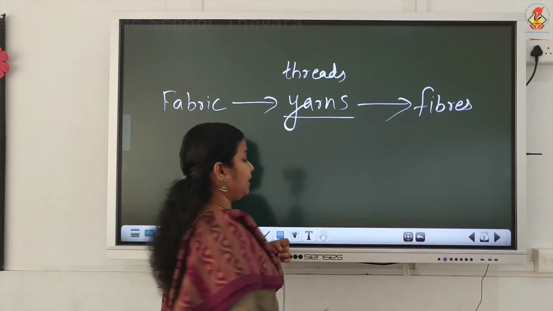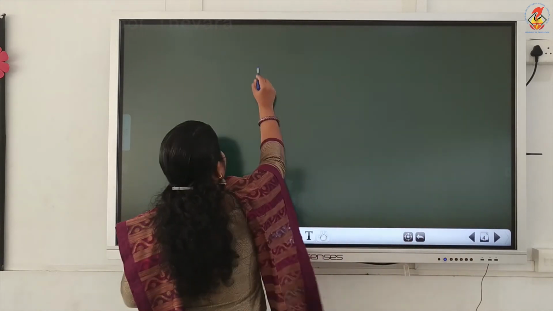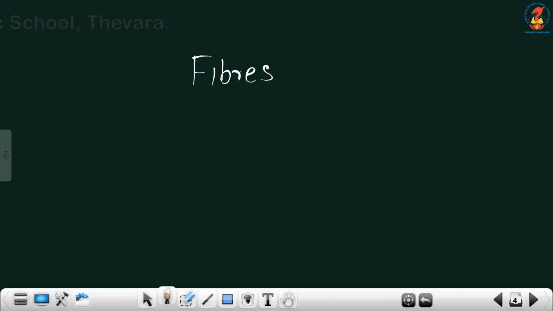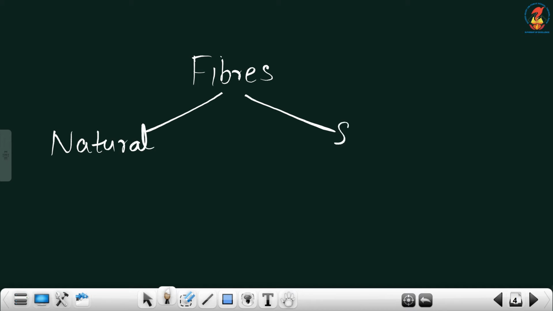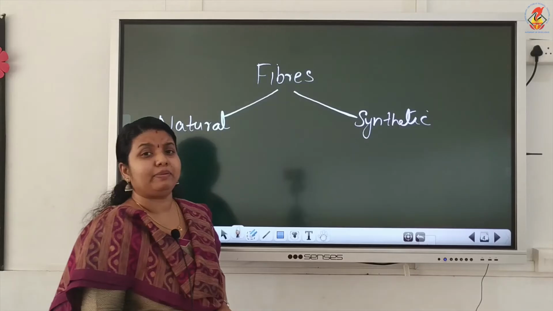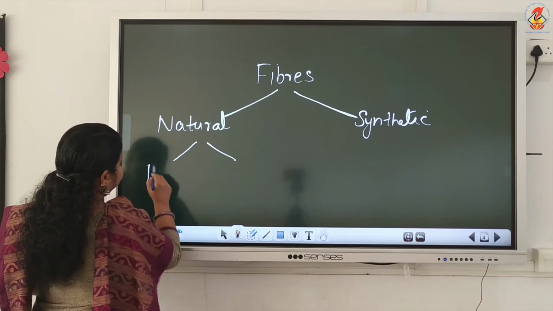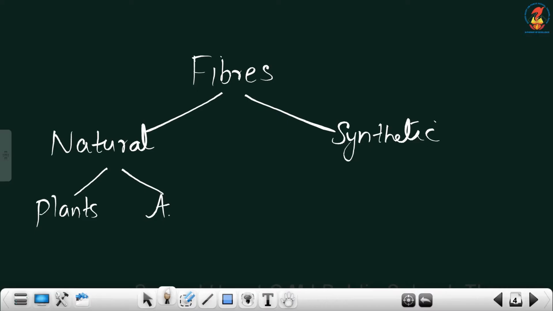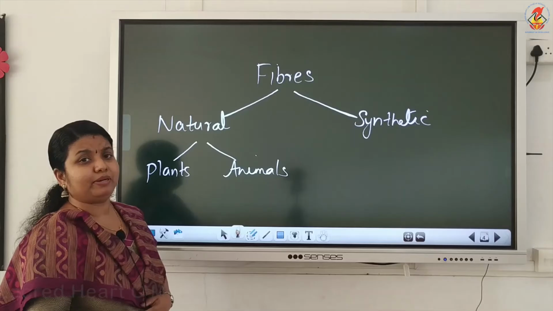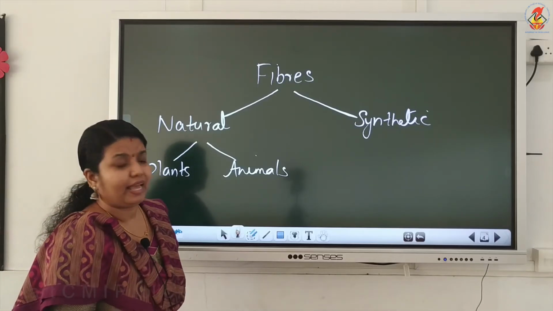Okay. Now, we will see what are the different types of fibers. Fibers are of different types. Two types of fibers we have. Fibers are classified into two types, natural fibers and synthetic fibers. Natural fibers are obtained from plants and animals.